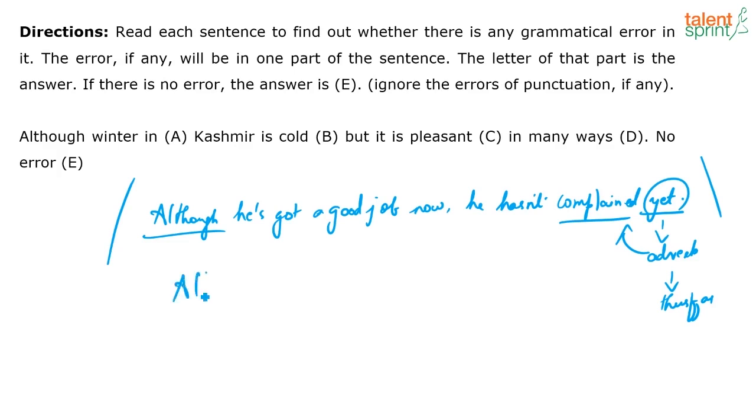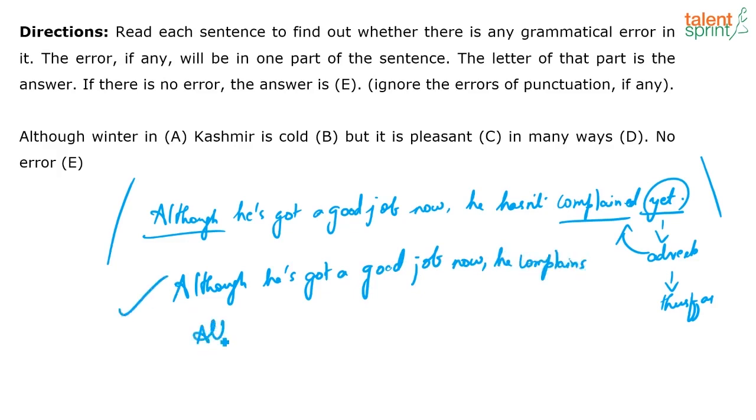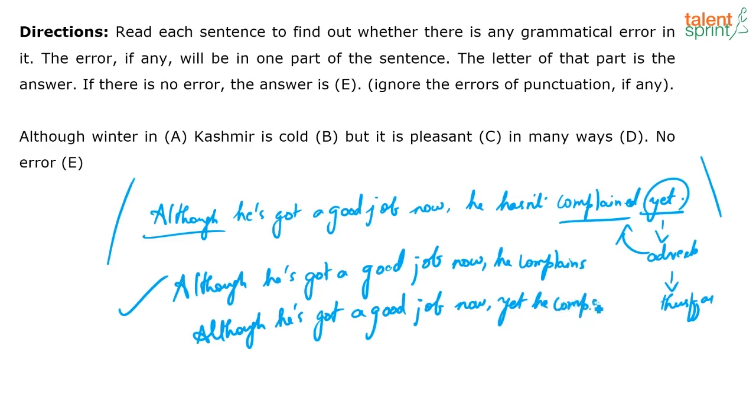Right? I would rather say, although he's got a good job now, slightly modifying this context, he complains. This is correct, but I can't say, although he's got a good job now, yet he complains. This is incorrect. Are you following? Why? Because although and yet are giving me the same contradictory meaning. Superfluous in nature, I don't need this. That's why I'm removing yet here.